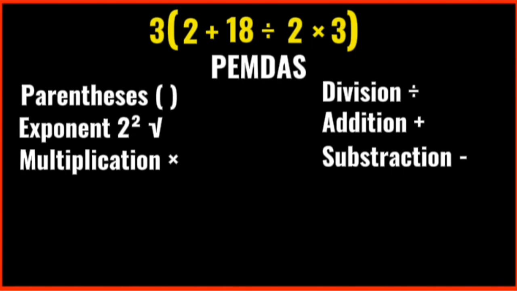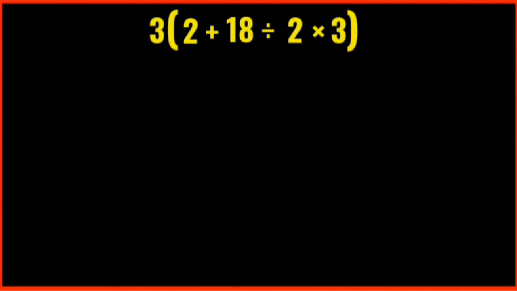Now, inside the parentheses, we still have to follow PEMDAS. There are no exponents, so the next thing we look for is multiplication and division. This is where many people make their mistake. A lot of people think multiplication must always come before division, but that is not true. Multiplication and division have the same priority, so you simply work from left to right.